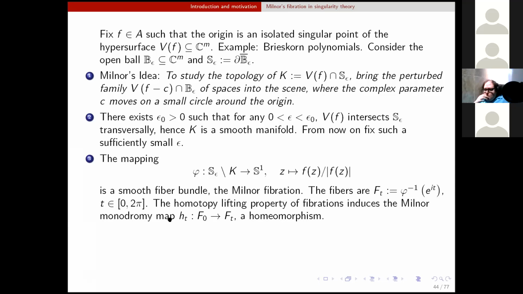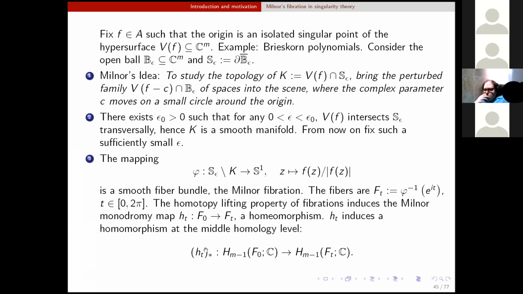So this is called the Milner monodromy map. Milner was an algebraic topologist. So he also considered, what is the dimension of f of t? Your space is C^m of complex dimension m, and this f of t is of codimension 1. So the dimension of f of t is m minus 1. The most important part of the information of this monodromy map, h of t, is in the middle homology level.